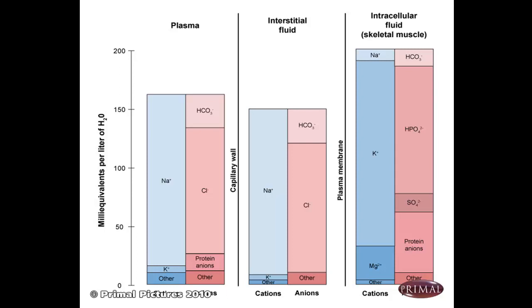The one that I think is particularly interesting is the plasma. Most of the positive ion in the plasma is going to be sodium. Very little bit of potassium in there as well. Look over on the right side and you see that the vast majority of negative ion, anion, is going to be chloride, a little bit of bicarb, and a little bit of protein anions.